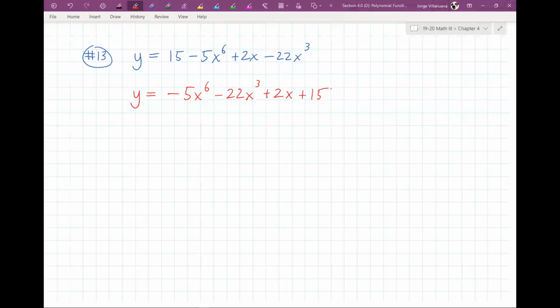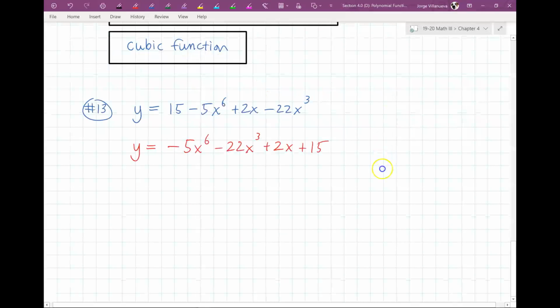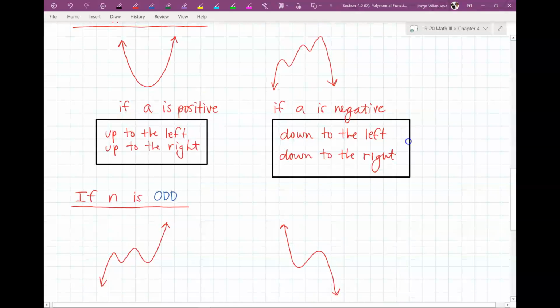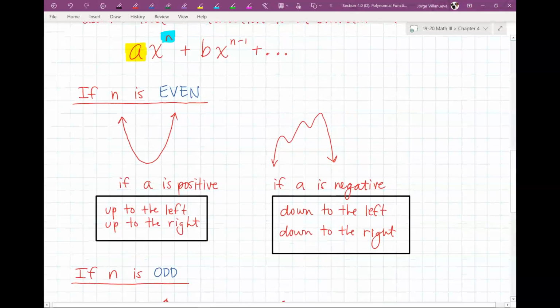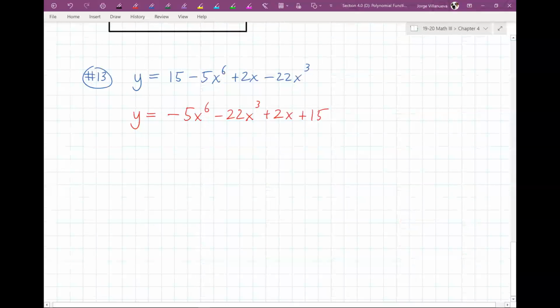So we know it's an even power. So we're going to go to the very beginning of those definitions, right? If n is even, my a term, is it positive or negative? Negative. It's a negative 5, right? The number in the very front is a negative. So even power, negative coefficient. So let me go over here. Even power, negative coefficient. It's this one right here. Down to the left, down to the right. Okay? So I'm going to write that down. Down to the left, down to the right.